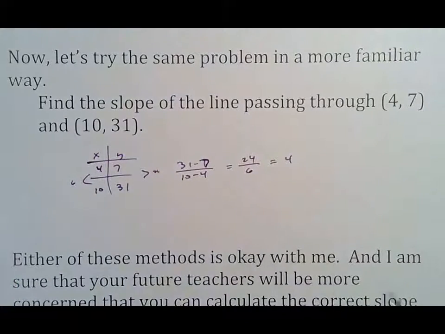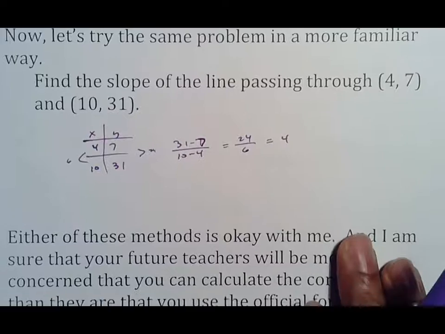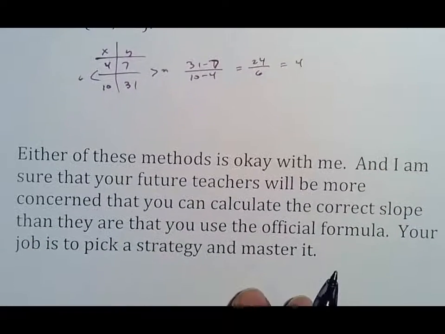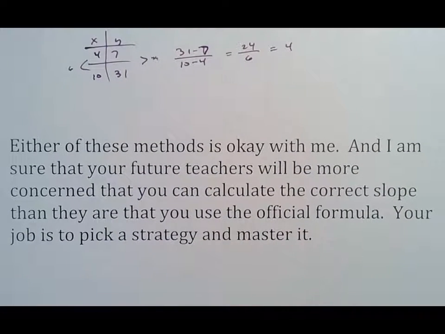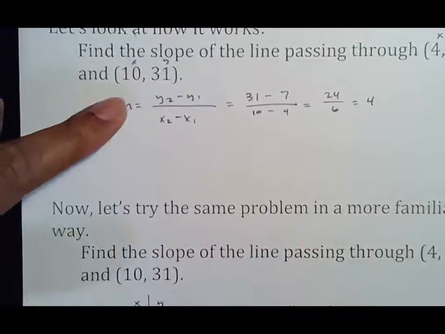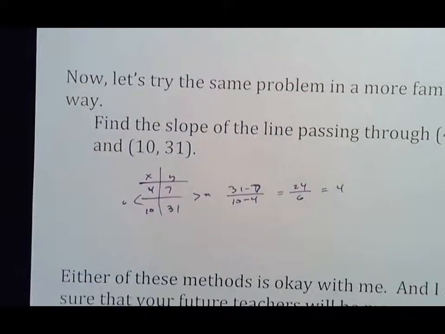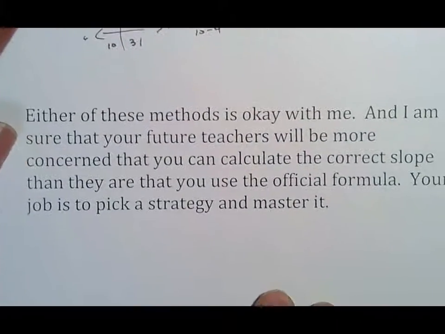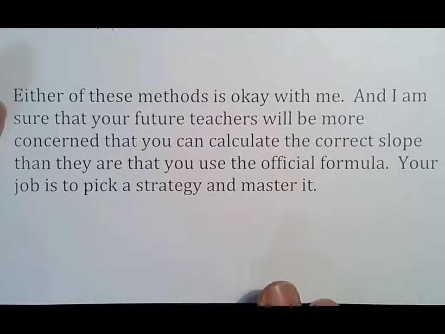As long as you know how to get that rate of change, then you're okay. Either of those methods again is okay with me, and I'm sure your future teachers again will be more concerned that you can calculate the slope than they are that you know the official formula. So your homework is going to ask you to do both of these, but even after that, just make sure that you get good with one of them and to the point where you could do it for the rest of your math career, because again, at some point you are going to need it again, especially when you get to geometry and other classes like that.